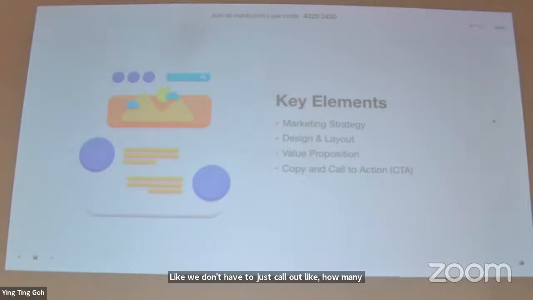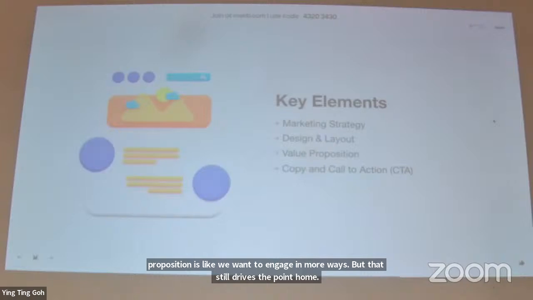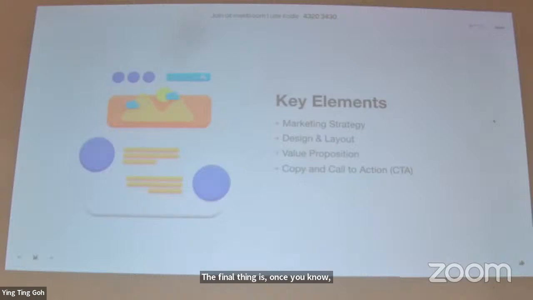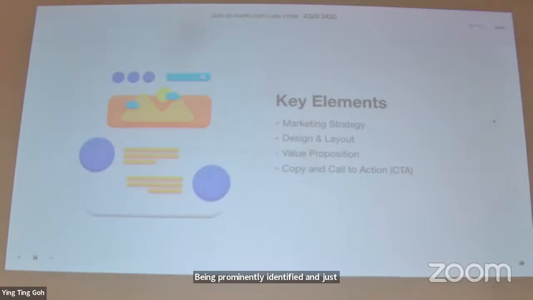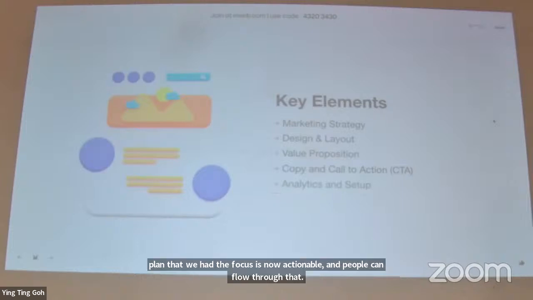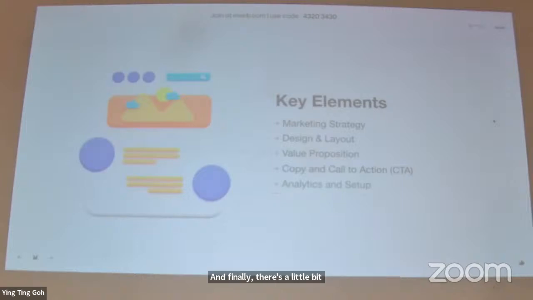The final thing is, once you know the marketing strategy and the value proposition, it's about putting them into the messaging, like the copywriting, and then having the call to action really prominently identified, and just making sure that the plan that we have, the focus, is now actionable and people are flowing through that. Okay? And finally, there's a little bit of analytics and setup that we do, especially if we are choosing to collect data on this site.